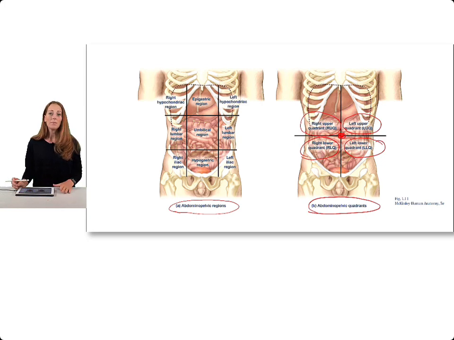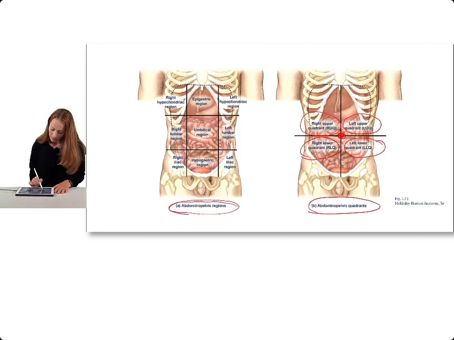And then make sure that you're also paying attention to female versus male anatomy, because when we're looking at abdominopelvic regions, we need to think about the digestive organs, we need to think about the urinary organs, we also need to think about the reproductive organs and major blood vessels.